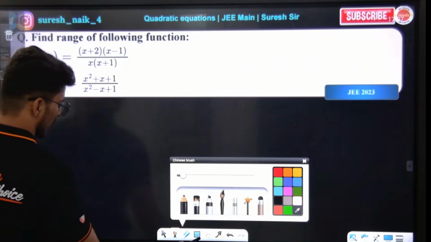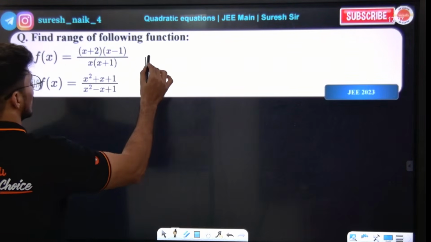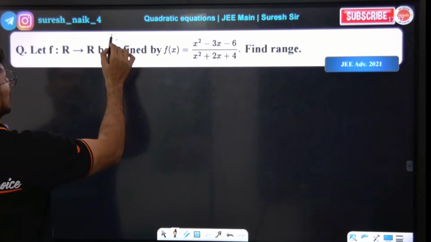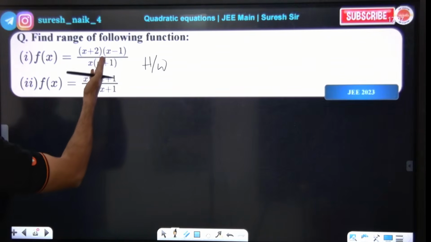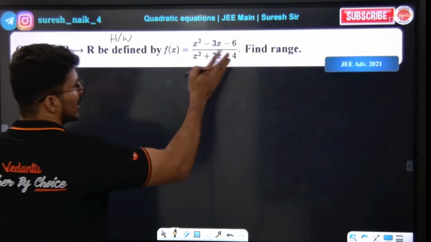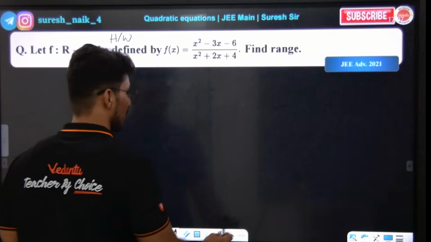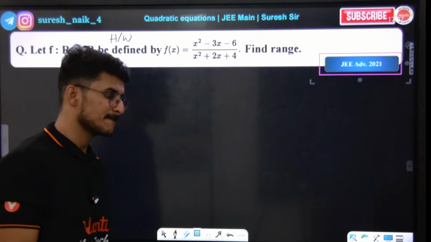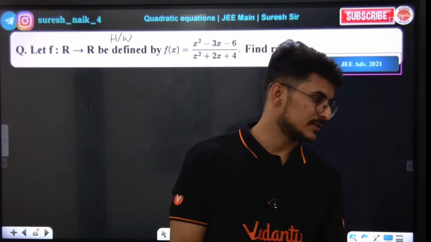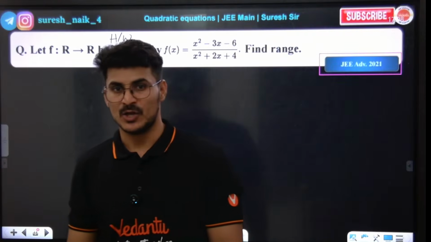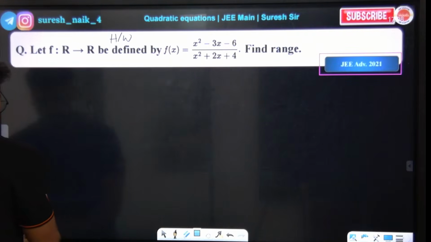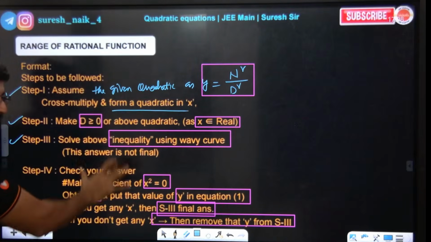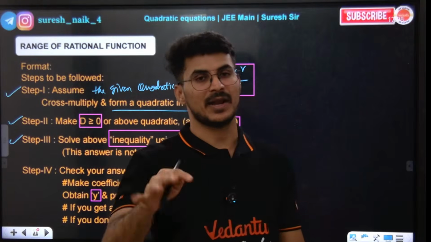Okay, so this is the homework for you all. This is the homework question. This is also homework. Check what they have given: quadratic by quadratic. This is the JEE Advanced 2021 question. Please check properly. Are you getting the point? So when it is quadratic by quadratic, what should we do? These are the 4 steps you need to follow. Please read these steps properly and apply them in the question.